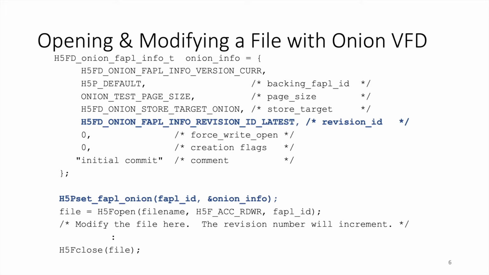This piece of code is an example of how to open and modify an HDF5 file with the Onion VFD. It sets the file access property list to the Onion VFD and opens the file to modify it. Then all the changes to the file will be preserved in the most recent revision.